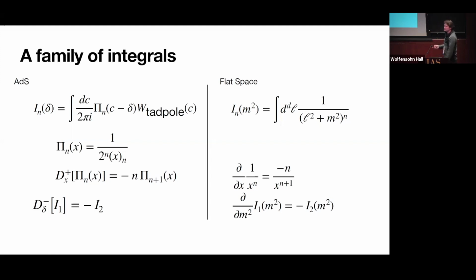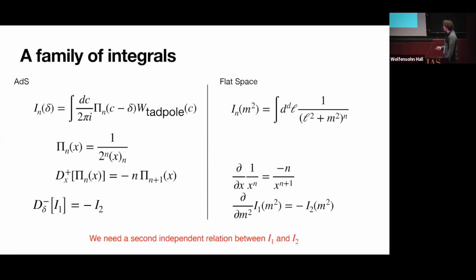And what you can do is you can do the same exact thing in flat space. So in flat space, what I do here is I take my tadpole, I take the derivative with respect to m squared. It gives me I2 from I1. Here I do the same thing. I take the difference equation in delta. It gives me negative I2, where this is the AdS version of this.